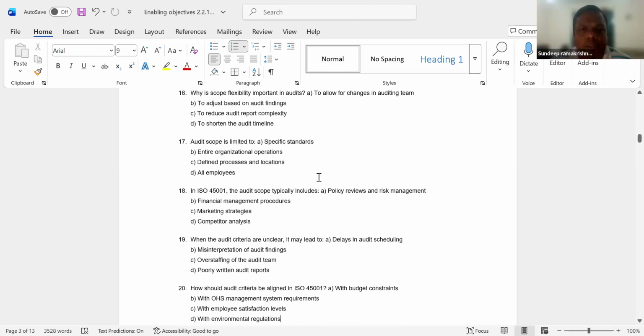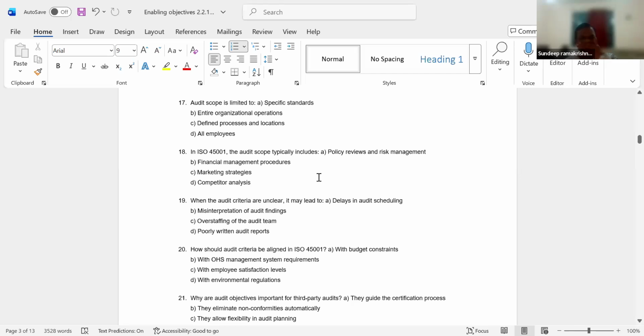17th. Audit scope is limited to defined processes and locations, or all employees, entire organizational operations, sir. So scope should be specific standards, right? Because as per the specific standards, we are going to audit. The scope of audit should be the specific standard. See, the entire organizational operations will be scope.